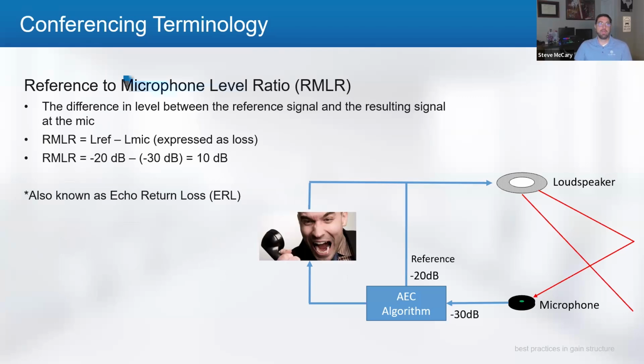So what is AEC? What we're doing is taking a signal that is coming out of a loudspeaker and filtering that out of the microphone. The difference is what we call the RMLR, or the reference to microphone level ratio. So if we are sending a 20 dB reference into our AEC algorithm, and we're getting 30 in from the microphone, then we have a 10 dB RMLR.